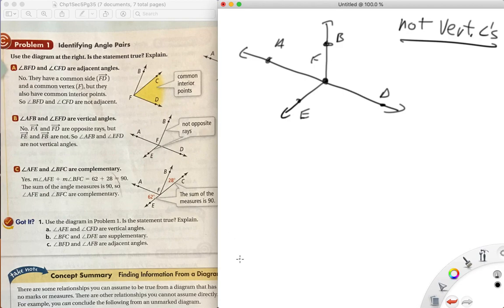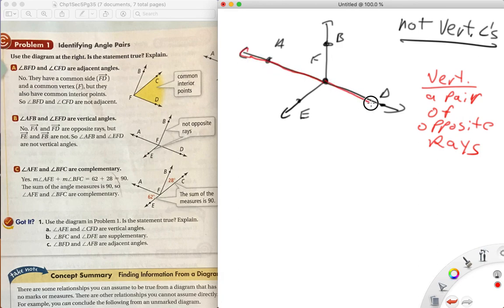And the reason why they're not vertical angles is because for something to be vertical, we have to have a pair of opposite rays. A pair of opposite rays. Well, if we look at AD, these guys are opposite rays, right? They share a common vertex, and they go in opposite directions.